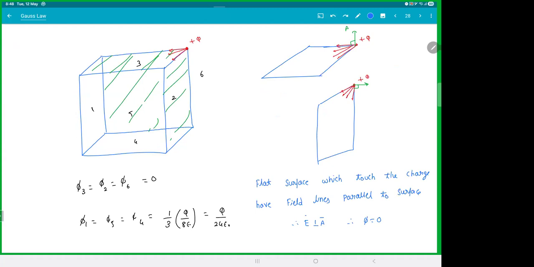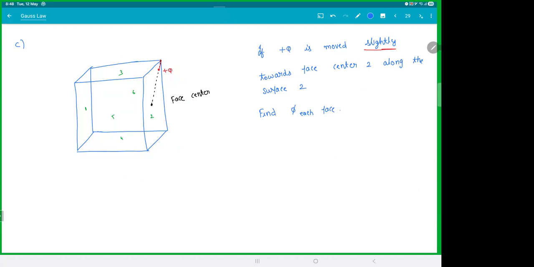All this is happening because you just pushed it very little. If you pushed it a lot, this wouldn't have been true. Sure what I'm saying? So 1, 4, 5 will remain the same as the previous question. That was the idea there. What about the remaining three? Now think from that perspective.